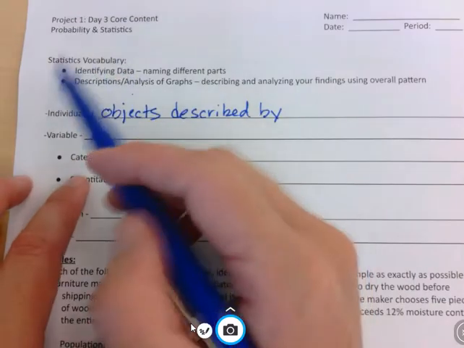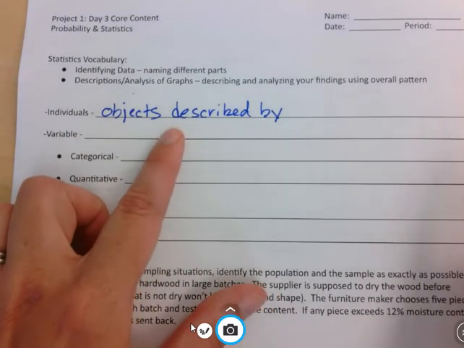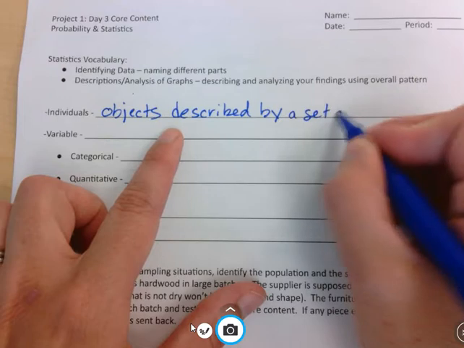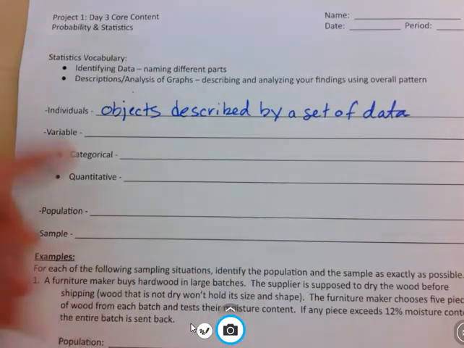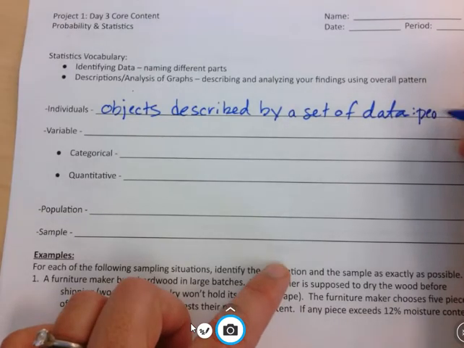Okay, so going over again, we're talking about statistics vocabulary. Individuals are objects described by a set of data. They could be people, but they could also be things, animals.